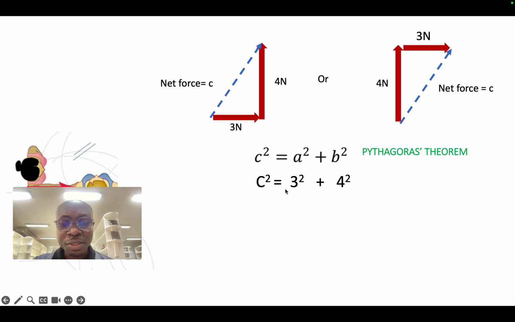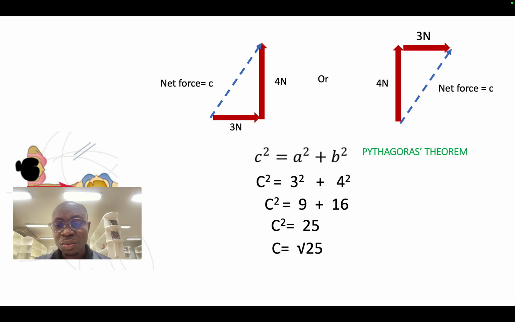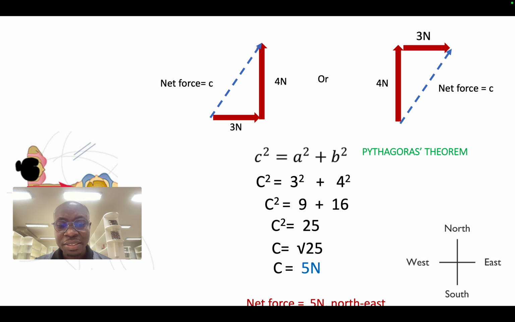C squared is equal to 3 squared plus 4 squared. And the answer will be C squared is equal to 9 plus 16. C squared is equal to 25. And C is the square root of 25, which is 5 newtons. And the net force is going to be 5 newtons northeast. We have to bring the direction, okay? It has size and direction.